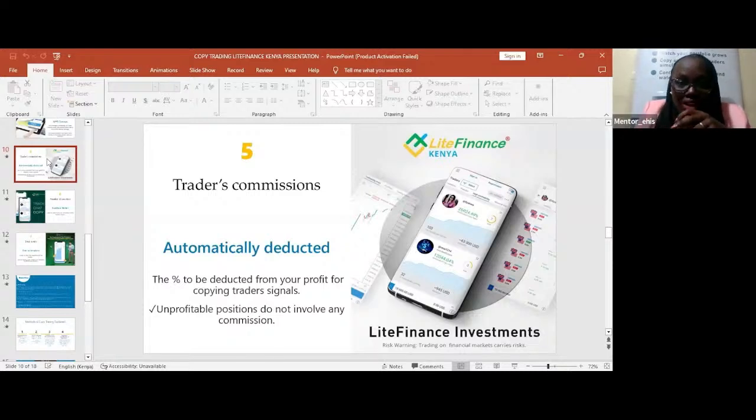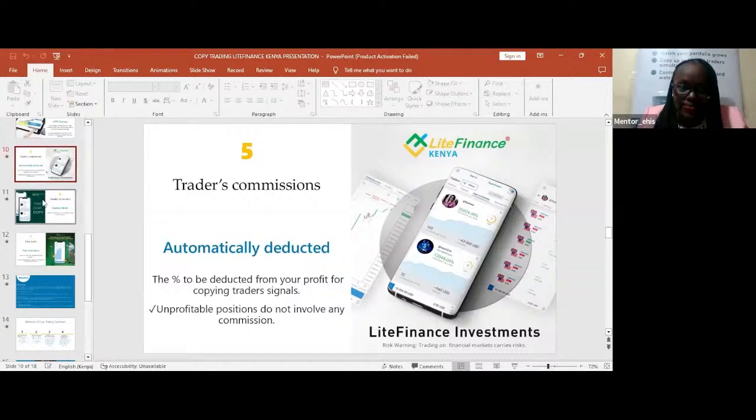Number 5 is a factor to consider in terms of the trader's commissions. So the number 5 factor to check on when you're choosing someone to copy is the trader's commissions. It is the commission fee that you pay to that trader for signing up to their signals. It's the percentage automatically deducted from your profits for copying the trader's signals. You don't need to stress yourself, like, this person has made this profit today, so I need to calculate how much to pay this person. No, it is automatically deducted by the system. But you also need to note that unprofitable positions do not involve any commissions.